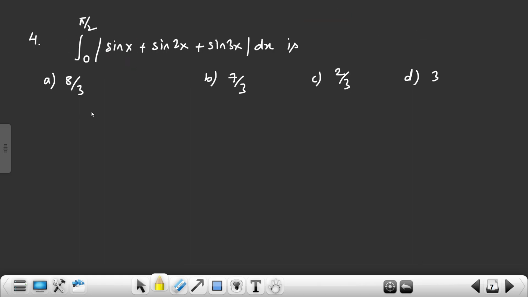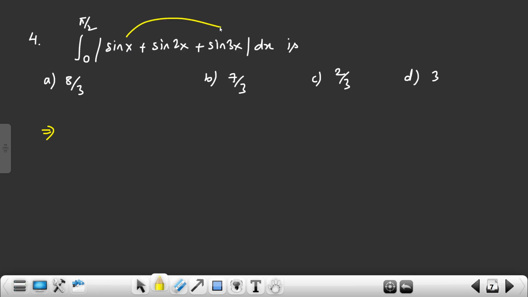Fourth one. Definite integration, as you know, many times I have told in my classes that definite integration has very high weightage. Two questions are always there, whatever it is. Okay. Now let's solve this question. Integral from 0 to pi by 2 of mod sin x plus sin 2x plus sin 3x.